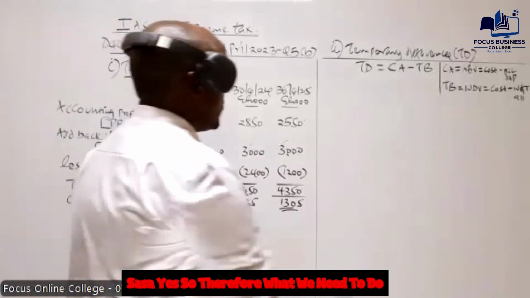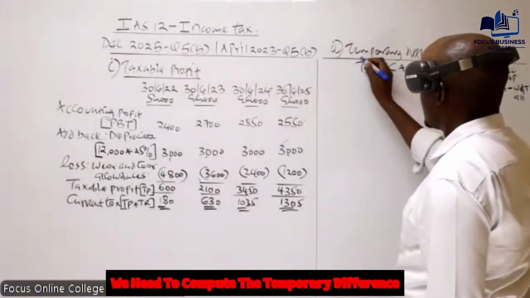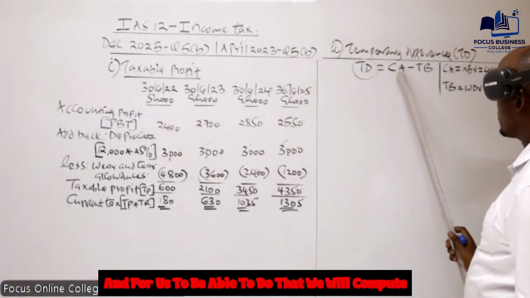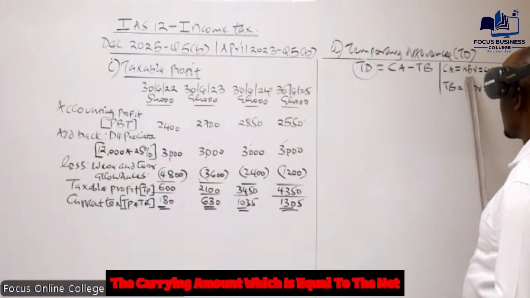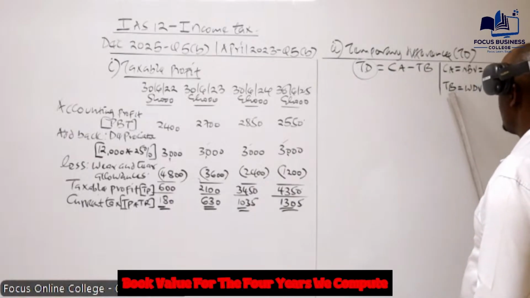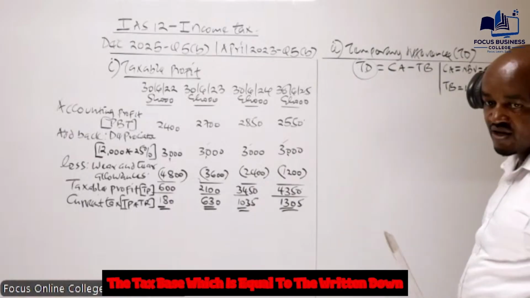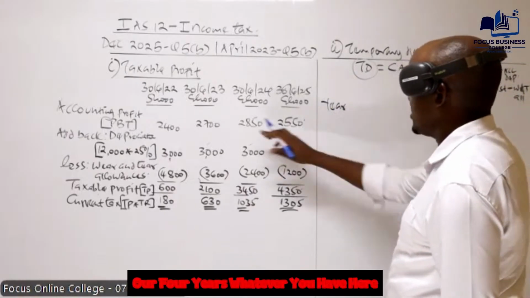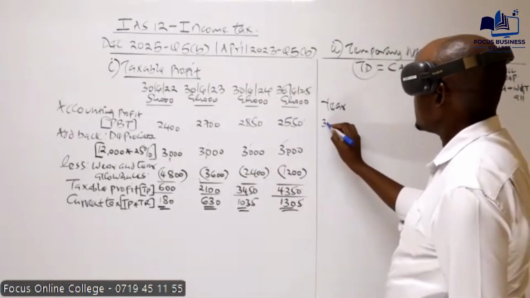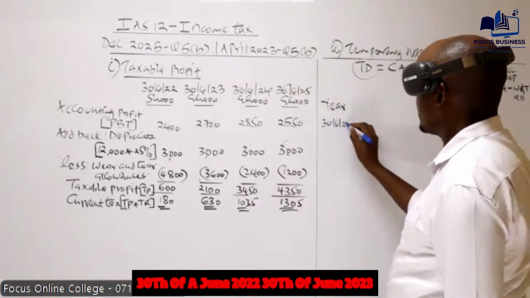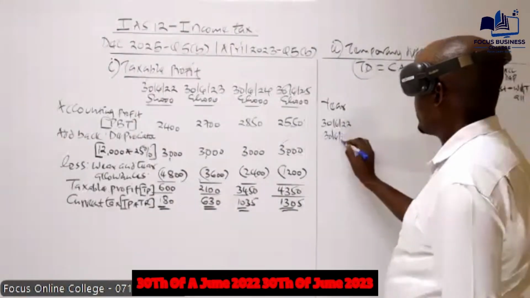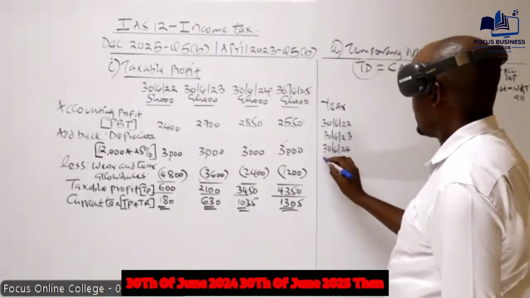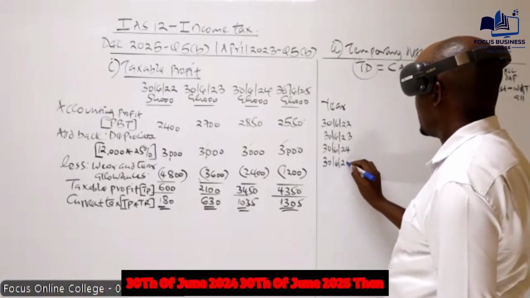So what we need to do is compute the temporary difference for the 4 years. For us to be able to do that, we compute the carrying amount, which is equal to the net book value, for the 4 years, and the tax base, which is equal to the written down value. So we have our 4 years: 30th of June 2022, 30th of June 2023, 30th of June 2024, 30th of June 2025.